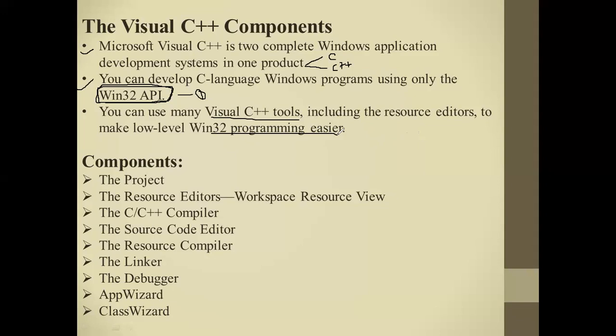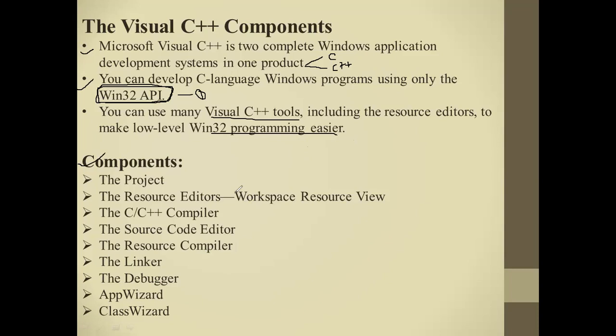So along with that, we have different library files, which make Windows 32 programming easier. Fine. If you see the different components, these are the basic languages supported by Microsoft Visual C++. There are many components, so we will focus on the components that are really relevant to our Windows application development programming.